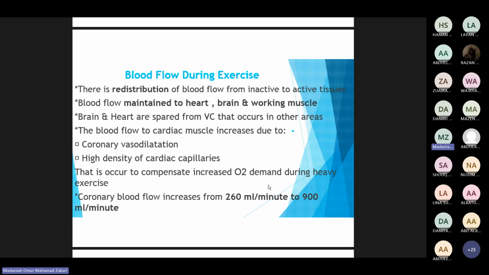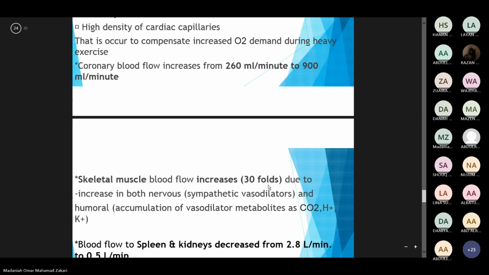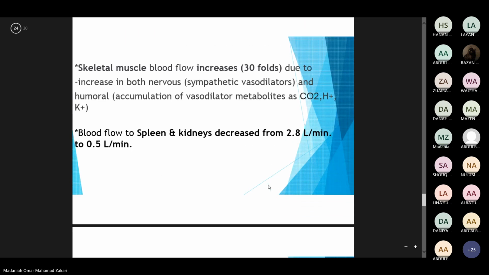Coronary blood flow increases from 260 milliliters per minute to 900 milliliters per minute. So this is also a huge number. Skeletal muscle blood flow increases 30-fold due to the increase in both the nervous, the sympathetic vasodilators, and humoral accumulation of vasodilator metabolites such as carbon dioxide, hydrogen, and potassium. As we said, local, and also lactic acid. This is local regulation.